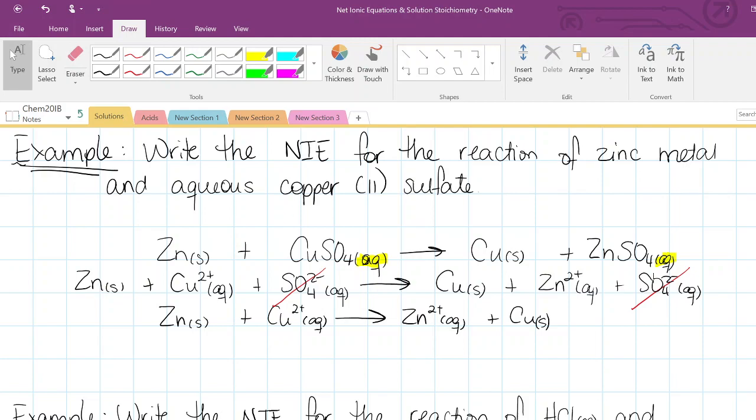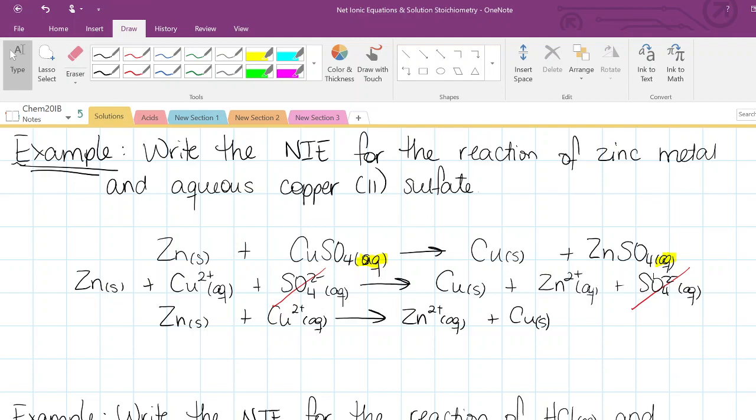And then my zinc sulfate will dissociate into zinc 2+ aqueous and sulfate 2- aqueous. So that's my balanced, or my total ionic equation. If I've done everything right, I should have, potentially, not always, but I should have duplicates. I look to see I've got one sulfate here and one sulfate here, and I've got equal numbers of everything, which means I balanced correctly in step one.